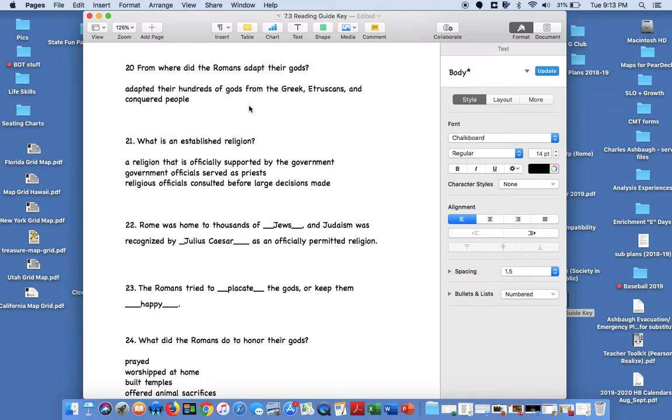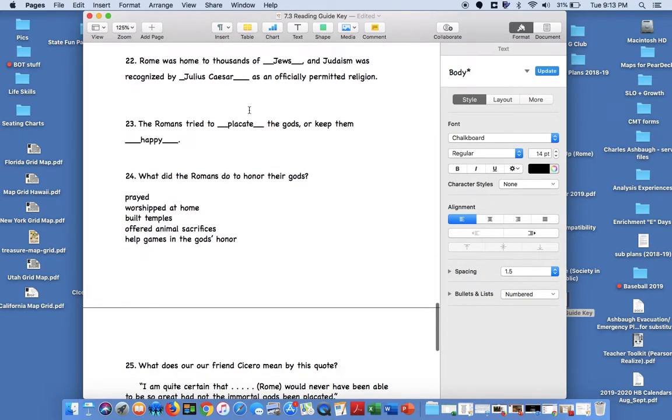All right, Rome was home. The Jewish people were already around well before the Roman Empire was established, so Rome was already home to thousands of Jews, and actually Judaism was recognized as an official religion by Julius Caesar, which is an interesting accomplishment of his. The Romans tried to placate their gods or keep them happy.